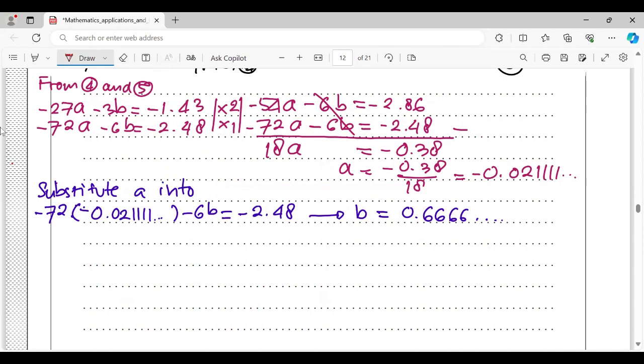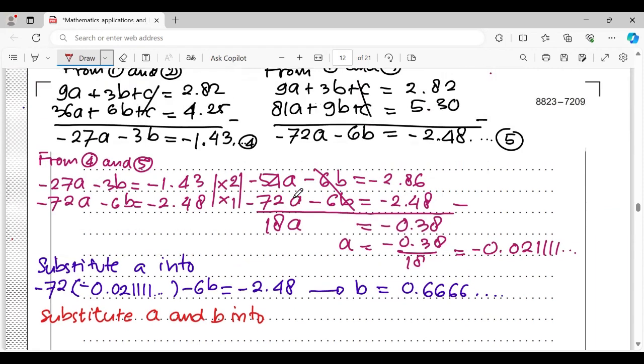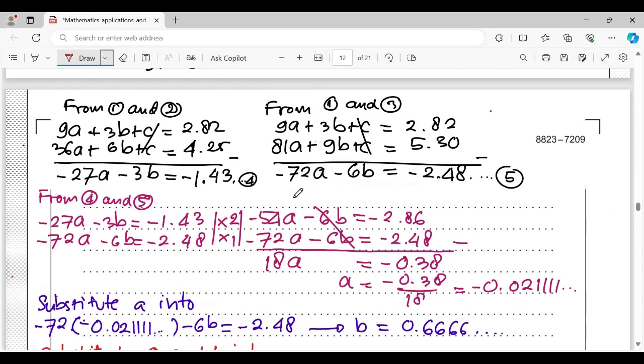Next, a and b already. Now we're going to substitute a and b into this equation.